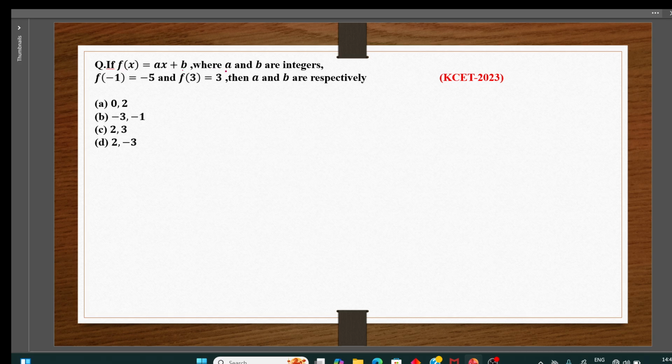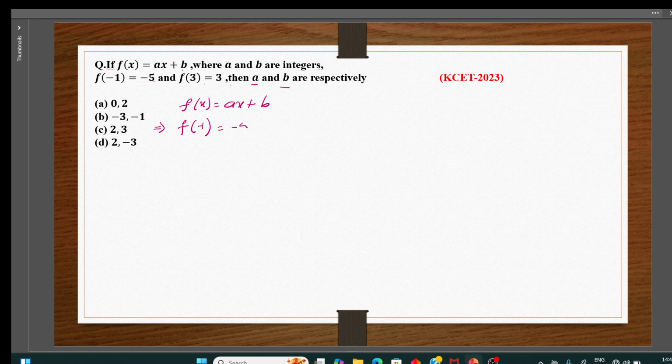If f of x is equal to ax plus b, where a and b are integers, f of minus 1 is equal to minus 5 and f of 3 is equal to 3, then find a and b respectively. Okay, what is the given function here? F of x is equal to ax plus b. What is the first given condition?